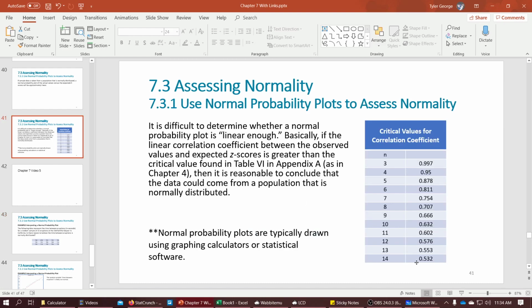Okay, so we're going to use the 14 value for the moment. And it says 0.592. So what we're looking at is if our R value is bigger than that, then we are going to say that it is not approximately normal. So if it's bigger than that, it is not approximately normal. Here, our R value is quite a bit bigger than that. So we're going to say for this example, it's not approximately normal.